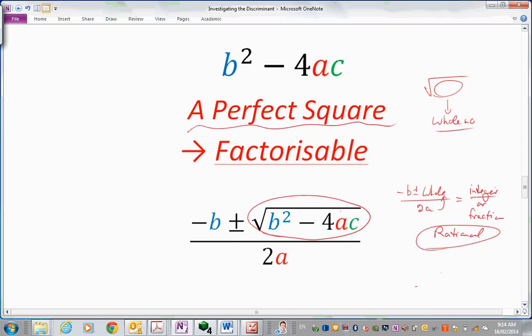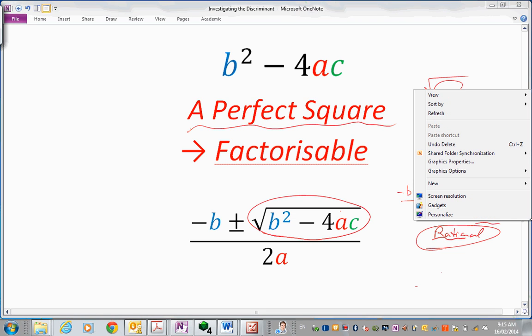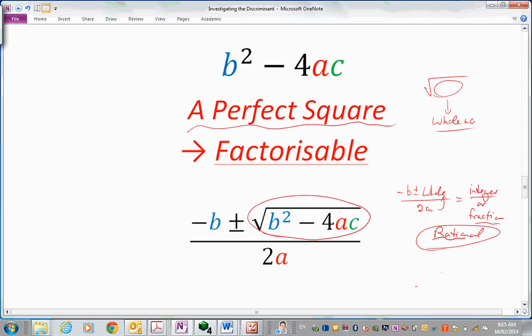Okay, an integer is a rational number because every whole number can be written as itself over 1. A ratio of integers. And a fraction is a ratio of integers. So that's where we get the idea: if it's a perfect square, it's going to be rational then.